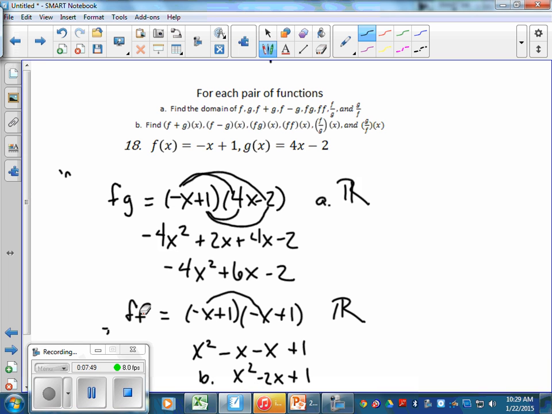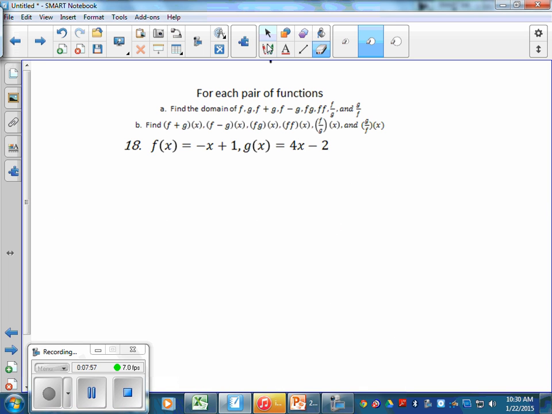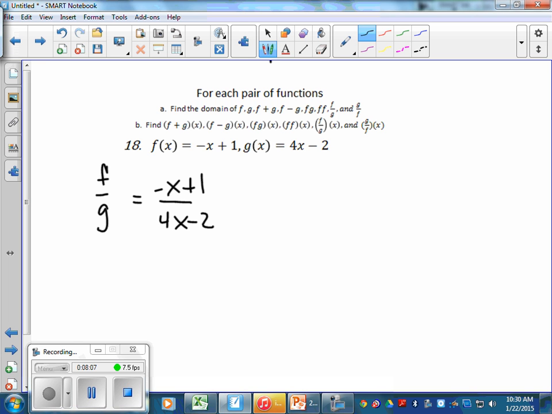All right, now I've got the two division ones, which are actually sometimes easier than the multiplication ones, to be honest with you. So division, f divided by g will be negative x plus 1 divided by 4x minus 2. And that's your answer for part B. That's all you can do.